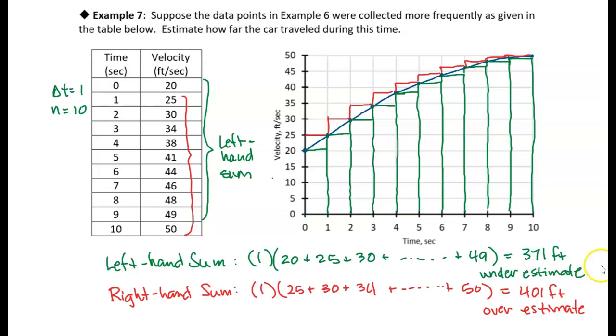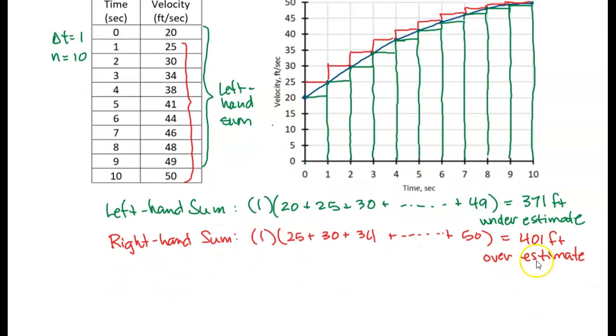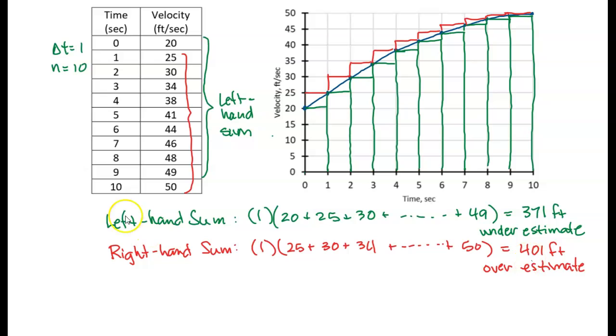And if we want a better estimate, we can just average those two. So that's what I'm going to do next, just take the average of the right and the left hand sums. So I'm going to take 371 plus 401 all over 2. And I get 386 feet.